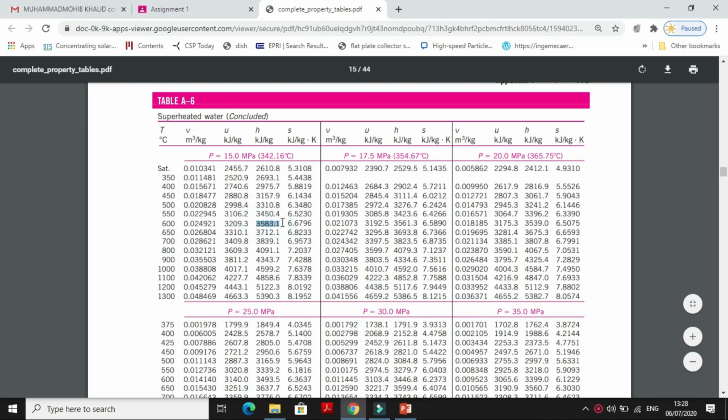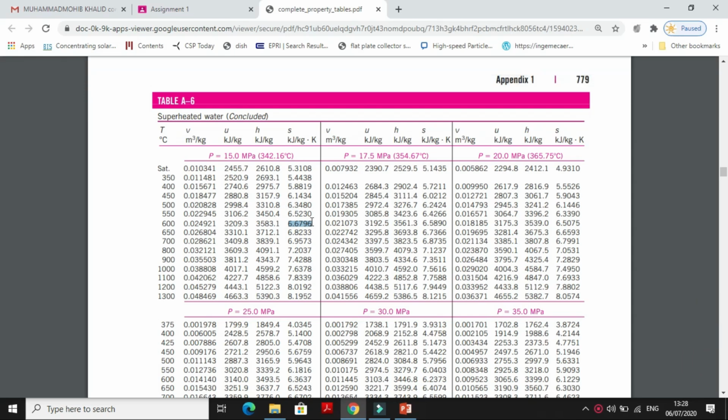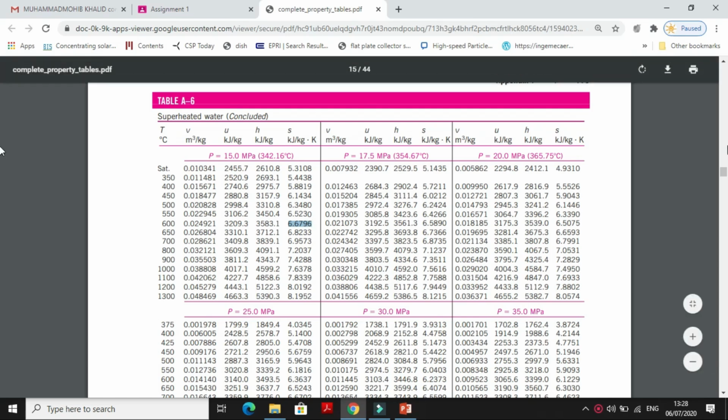This is the H value, H5, and the S5 is 6.6796. This is the S value, S5. So we know H5, and we know S5. We are assuming that S5 is equal to S6, because we are assuming that the turbine work output is the isentropic work. So S6 is basically S5, which is 6.6796. The pressure at the turbine outlet is 10 kilopascal.